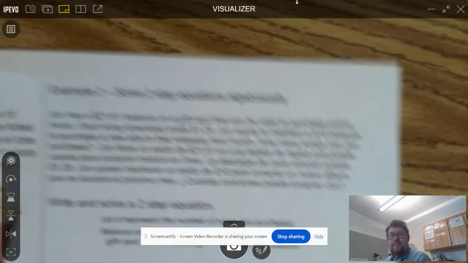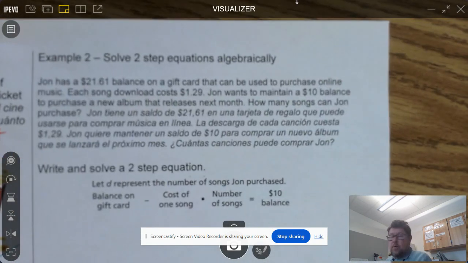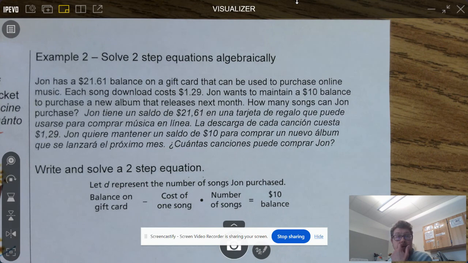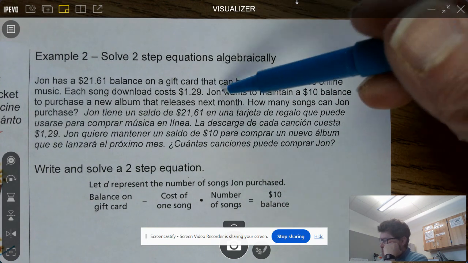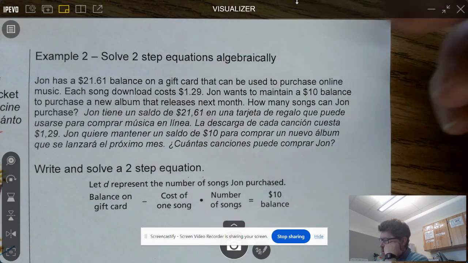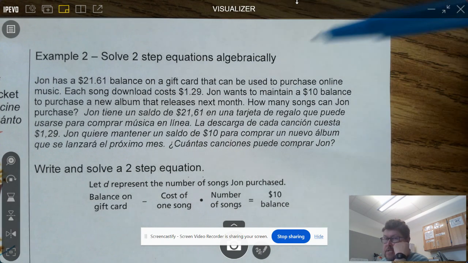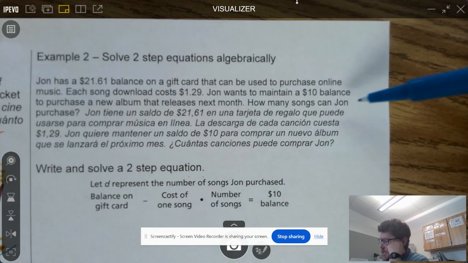Okay. John has a $21.61 balance on a gift card that can be used to purchase online music. Each song download costs $1.29. John wants to maintain a $10 balance to purchase a new album that releases next month. So basically, he wants to save $10. How many songs can John purchase?